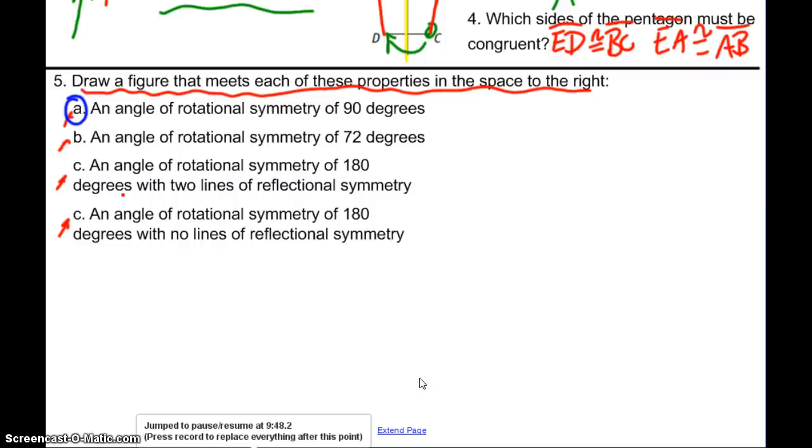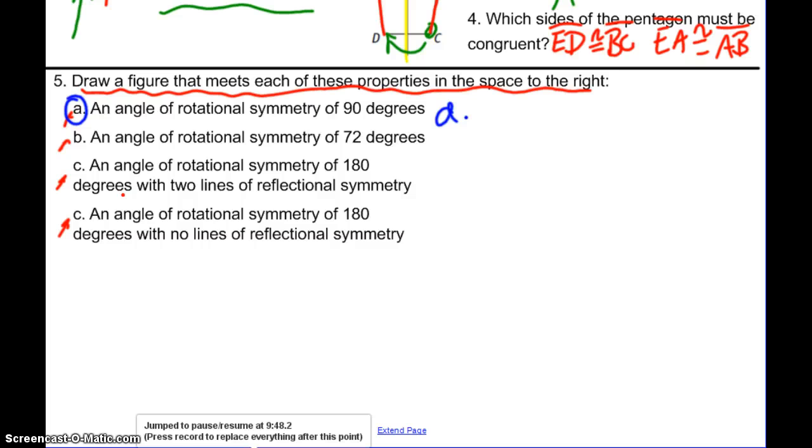Draw your own figures. There's an infinite number of possibilities for each one of these questions, right? So don't just copy down what I have. Take a look at what I have if you're confused and try and draw your own. So, first, A, an angle of rotational symmetry of 90 degrees.